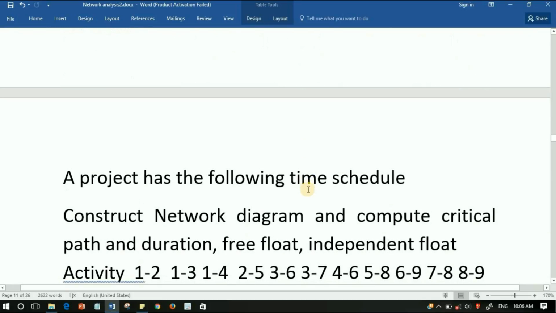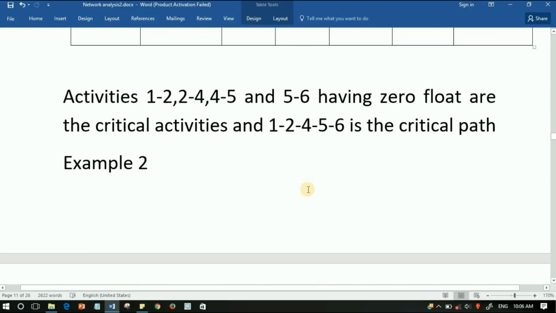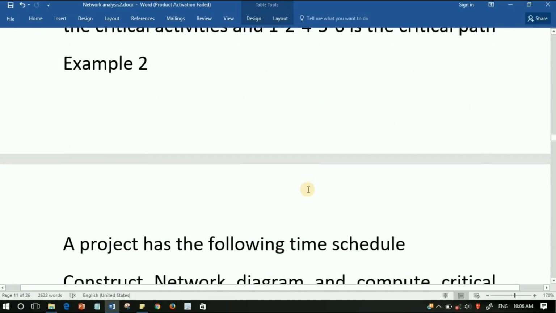Also, we can find the project duration. We have to add the durations of 1 to 2, 2 to 4, 4 to 5, and 5 to 6. We get the total project duration.